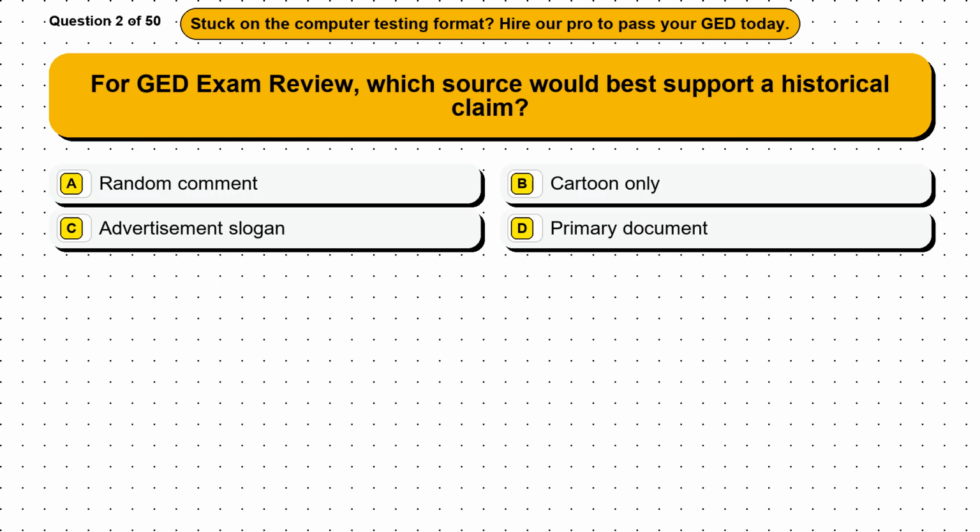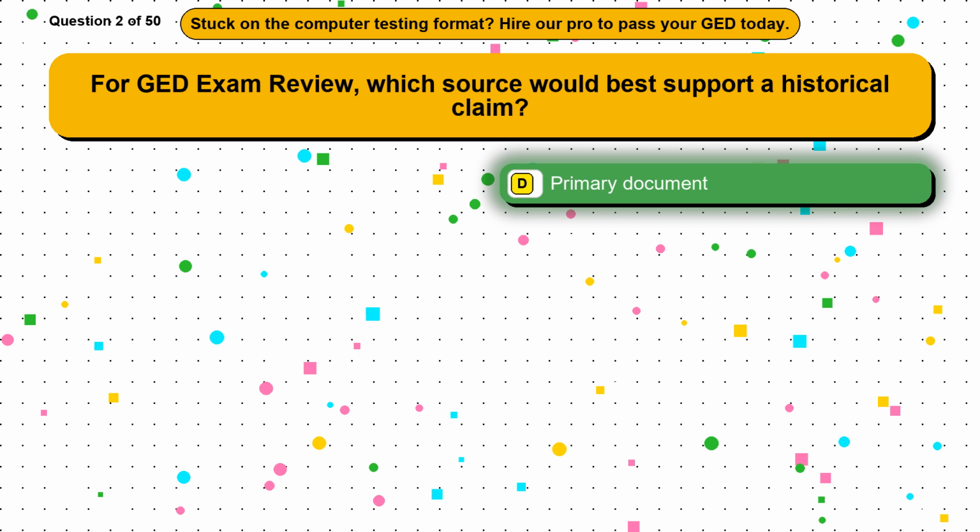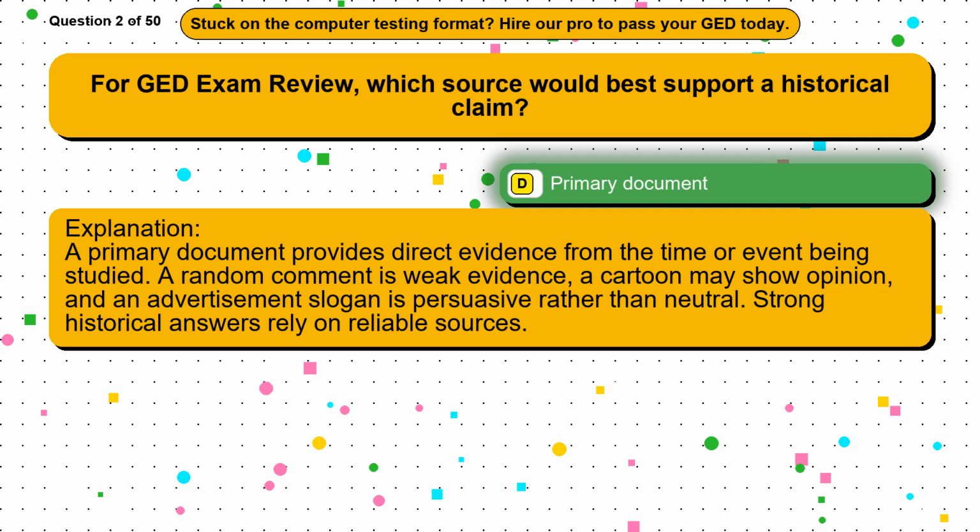Question 2. For GED Exam Review, which source would best support a historical claim? Option A, random comment. Option B, cartoon only. Option C, advertisement slogan. Option D, primary document. The correct answer is option D. Primary document. A primary document provides direct evidence from the time or event being studied. A random comment is weak evidence, a cartoon may show opinion, and an advertisement slogan is persuasive rather than neutral. Strong historical answers rely on reliable sources.